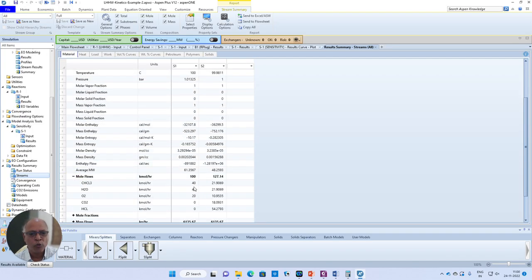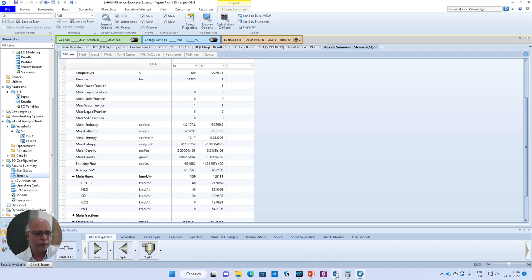Now this is the CHCl3 that is entering. So 21.9069 is leaving, roughly about 50%, not exactly 50, slightly less than 50% conversion is happening at the given temperature and pressure. And similarly, so many kilomoles per hour of HCl is getting formed, right?